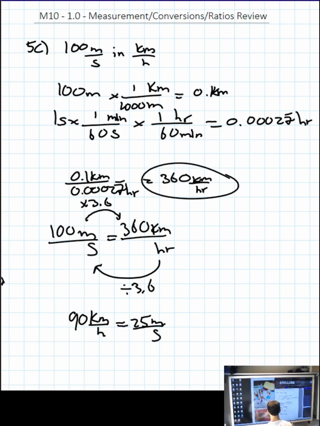But if it's anything that's not exactly meters per second into kilometers per hour, then we have to very carefully individually convert the top and the bottom, then put them back on the top and the bottom accordingly, do the division, and get the final answer. All right.